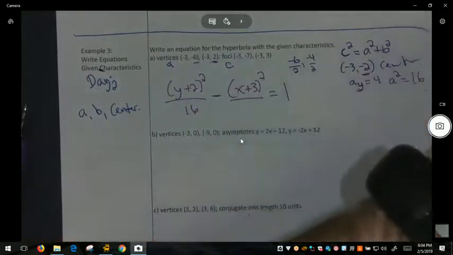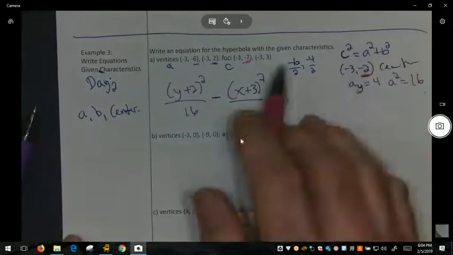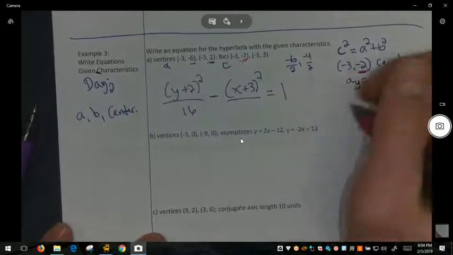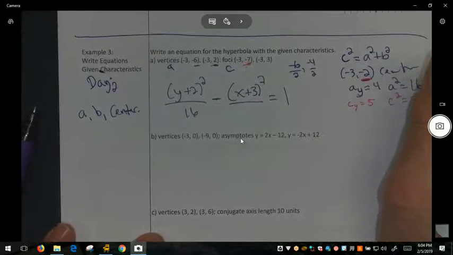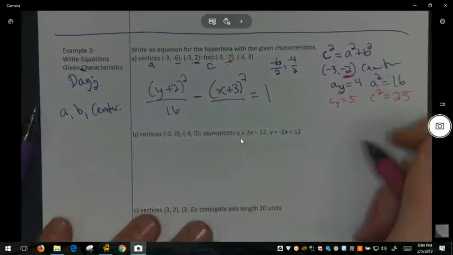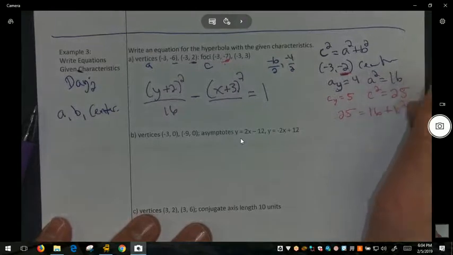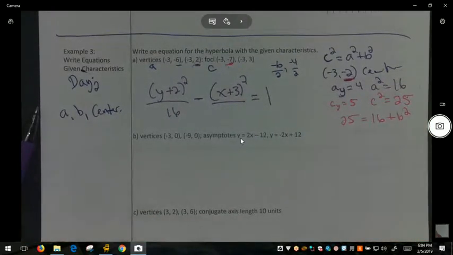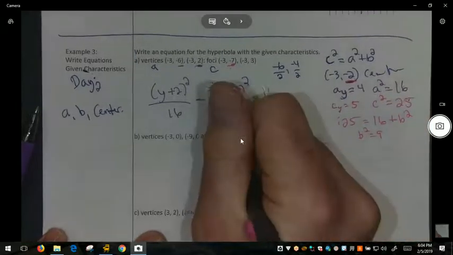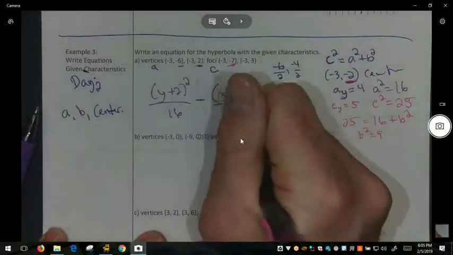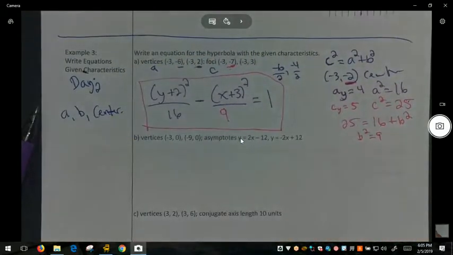The value of c can be found by looking again at the change of the y-coordinate. From negative 7 to negative 2 is a change of 5 units. This means that c squared is 5 squared, or 25. Since 25 equals 16 plus b squared, if I do 25 minus 16, I get 9 for the value of b squared, which I will put under x. Now we have our equation for that hyperbola.